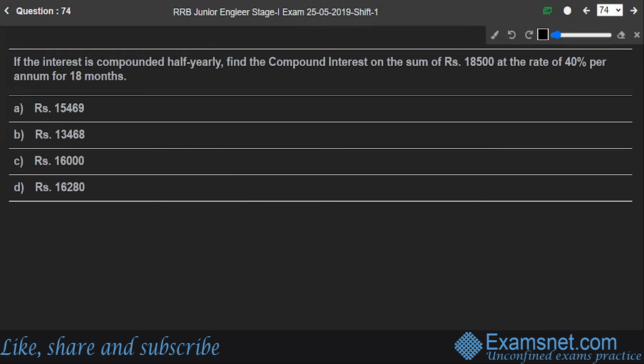It says if the interest is compounded half yearly, you have to find the compound interest on the sum of 18,500 at the rate of 40% per annum for 18 months. Okay, so you have a compound interest problem. Let's write down. You have the principal as this much, the rate is 40%, and the time is 18 months, which makes 1.5 years.